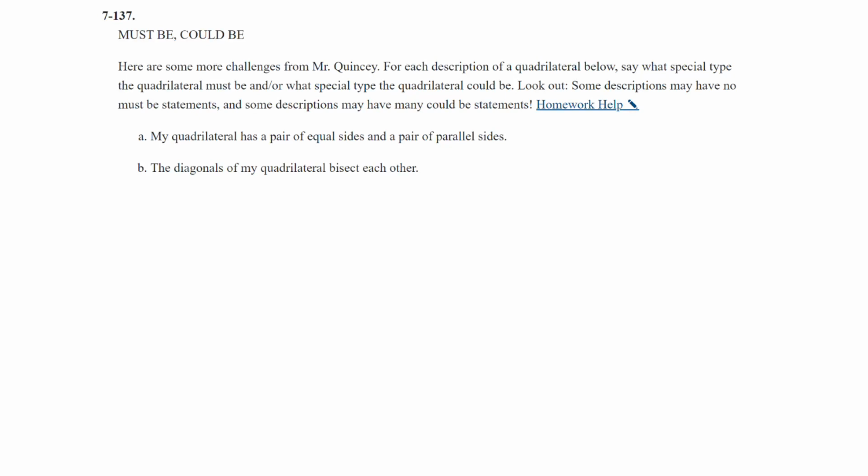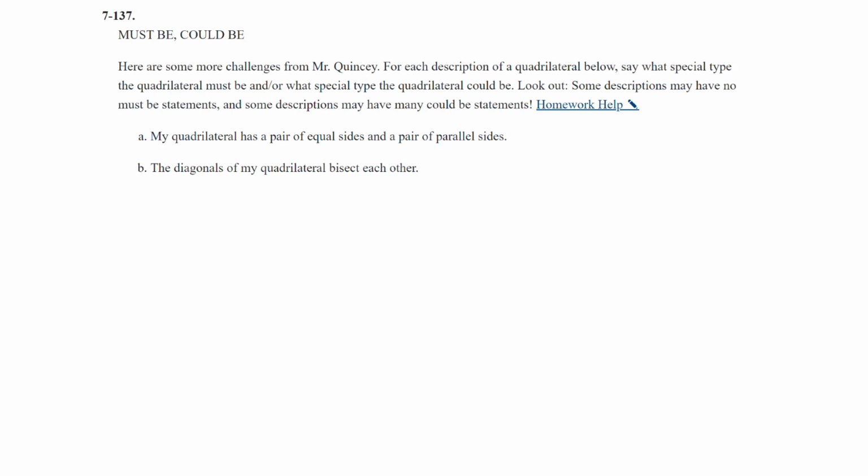Question 137. Must be, could be. Here are some more challenges from Mr. Quincy. For each description of a quadrilateral below, say what special type the quadrilateral must be or what special type the quadrilateral could be. Look out. Some descriptions may have no must be statements, and some descriptions may have could, and some descriptions may have many could statements. All right.